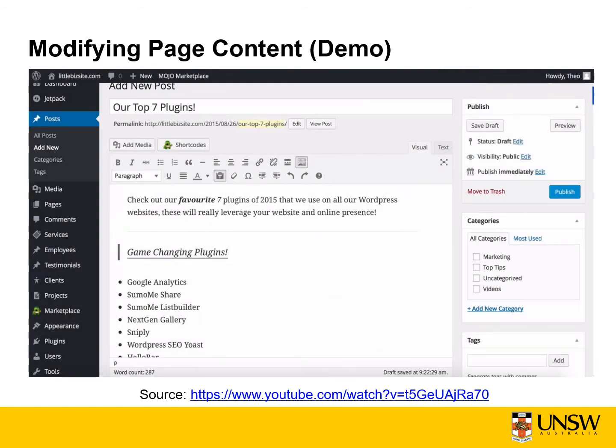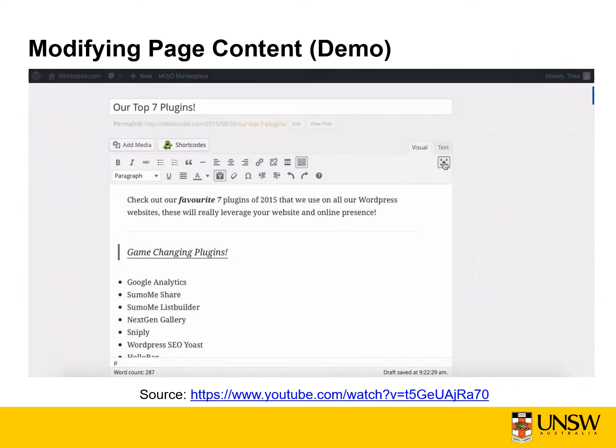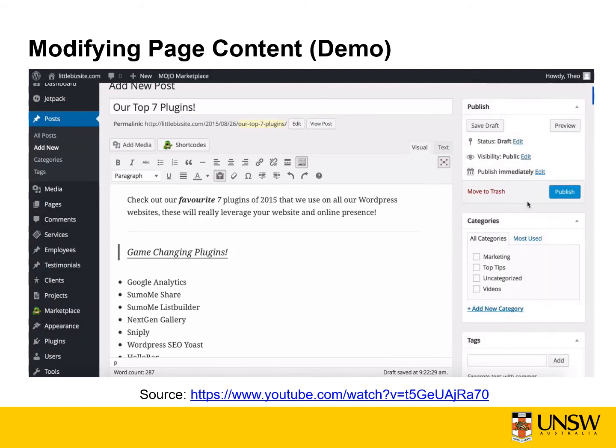A new amazing feature is the distraction-free writing mode, which is enabled by clicking on this button here. As you can see, all the other elements disappear so you can focus on your content. You still have access to all the toolbar buttons, and you just have to move your mouse to the side to access the other elements again. To disable this feature, just click it again.